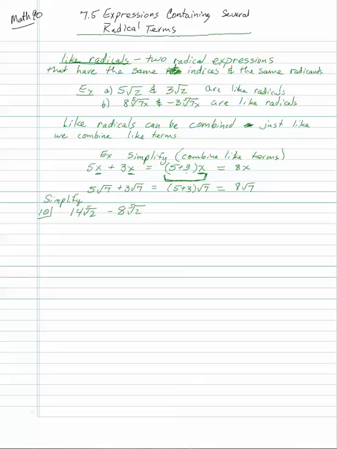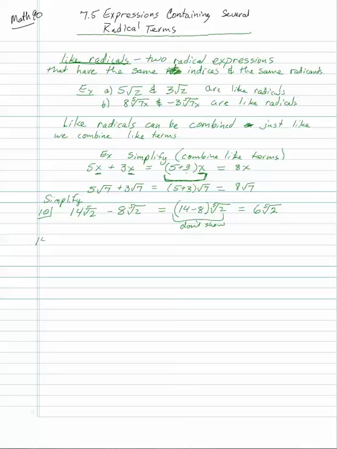All right, let's try a few. Okay, number 10, you got 14 times the fifth root of 2 minus 8 times the fifth root of 2. And those are like radicals. So I'm going to do the 14 minus 8, and I'm going to leave the fifth root of 2 alone since they both have them. Again, it's like you're factoring it out, and you wouldn't show that step. You would just write down 6 fifth root of 2. You don't have to show this, unless you really felt inclined to, then you could. But typically we don't show that step.